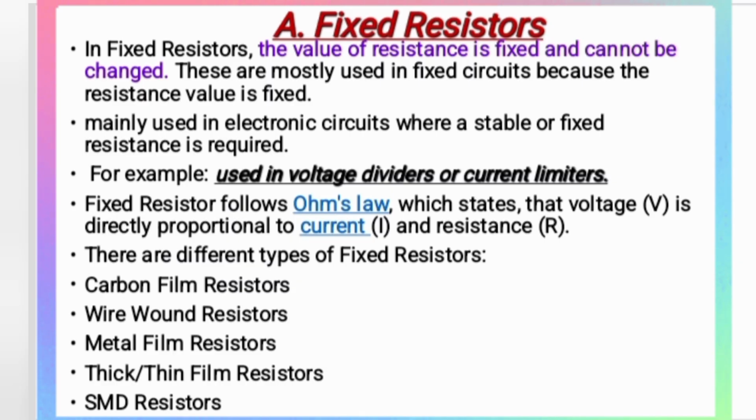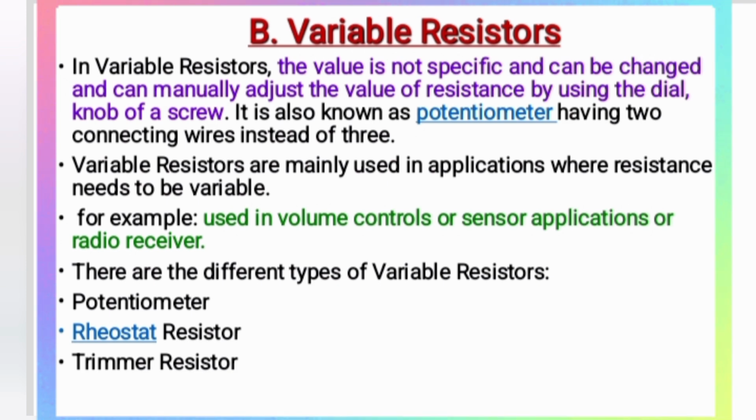Fixed resistor follows Ohm's law, which states that voltage, V, is directly proportional to current, I, and resistance, R. There are different types of fixed resistors. They are carbon film resistors, wire wound resistors, metal film resistors, thick or thin film resistors, SMD resistors, variable resistors.